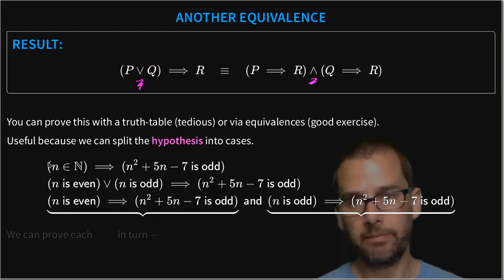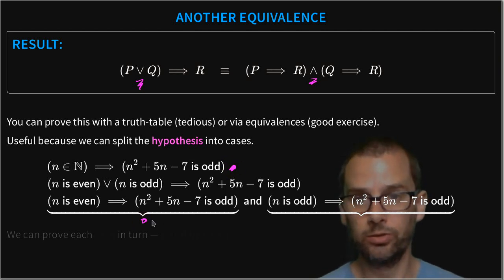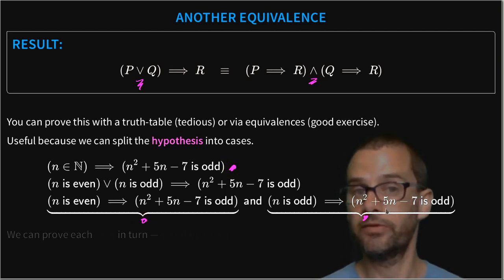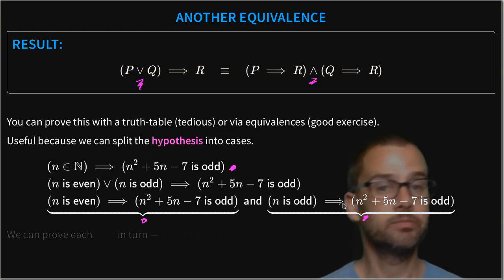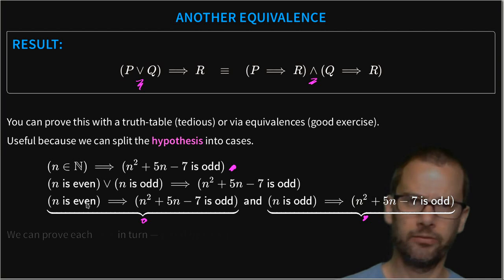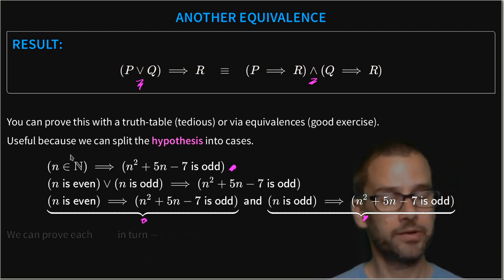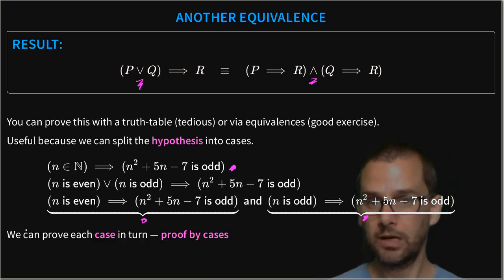And so we break our proof of a single implication into two sub-proofs of those two implications, which are going to be easier. In fact, you should realize by now that you've seen this sort of thing before. If n is even, it's 2k, and so on. If n is odd, it's 2l plus 1, and so on. You know how to do these pieces individually, where the original thing might be a little bit more difficult. And so we prove each case in turn, hence proof by cases.